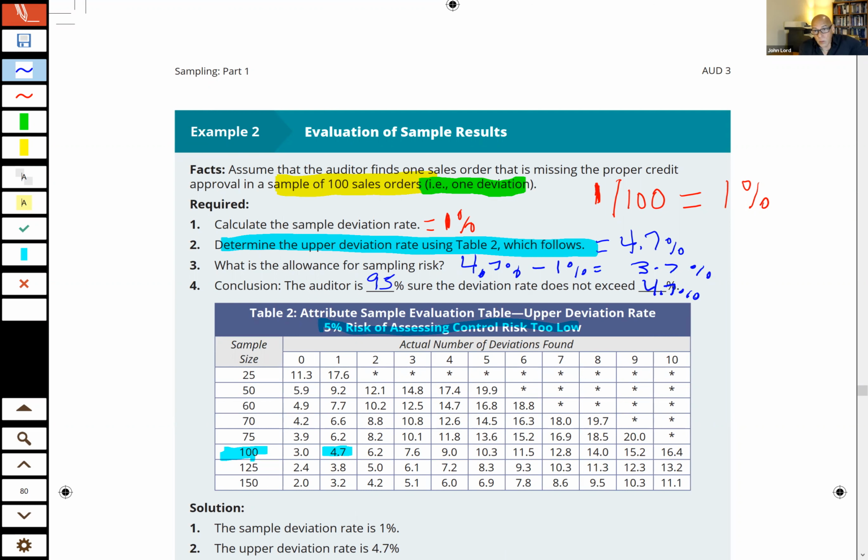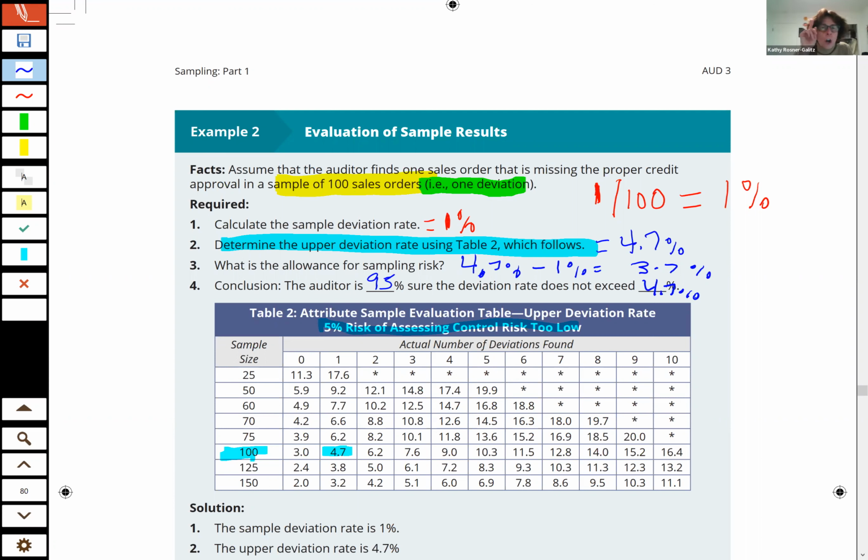What are you going to do? Life is hard. We don't have time to look at every single transaction. We're going to have to rely on a sample. We're going to have to accept some sampling risk. We're going to have to accept some audit risk. That's why we have malpractice insurance. We share the risk.